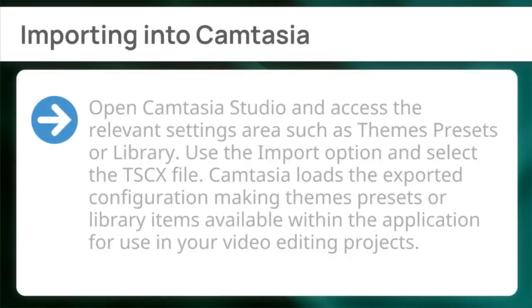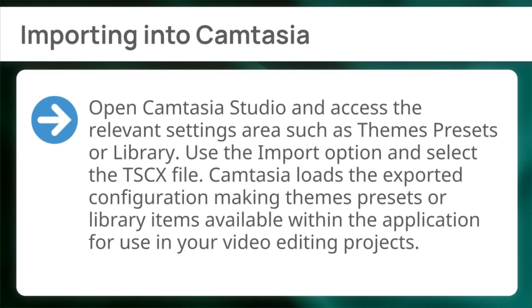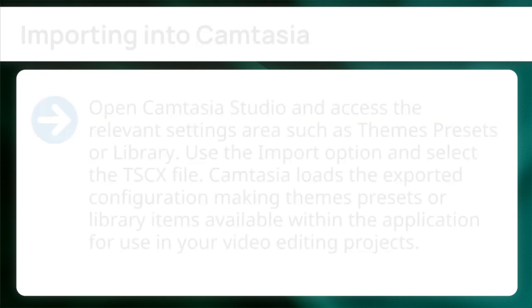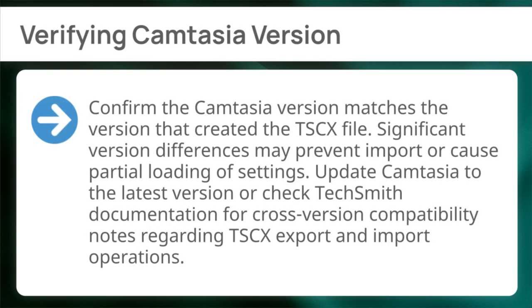First, importing into Camtasia. Open Camtasia Studio and access the relevant settings area, such as themes, presets, or library. Use the import option and select the TSCX file. Camtasia loads the exported configuration, making themes, presets, or library items available within the application for use in your video editing projects.